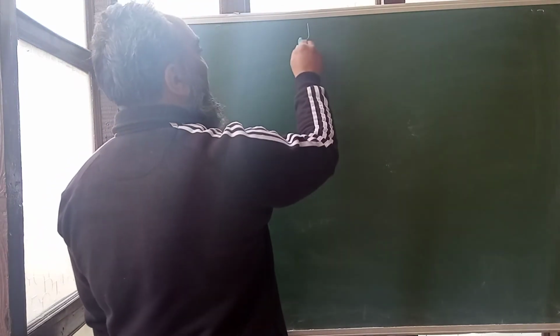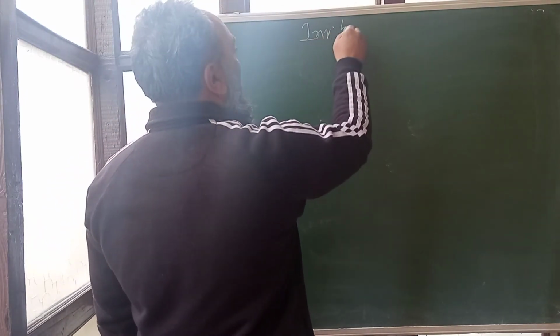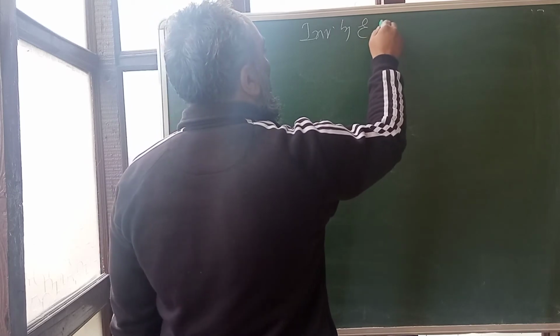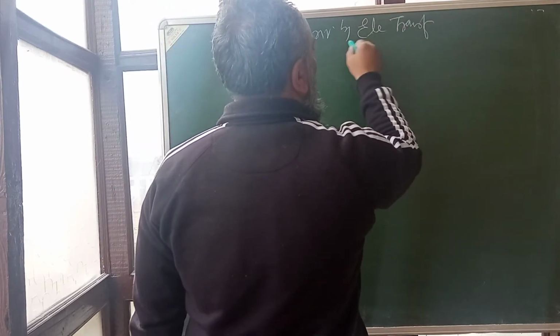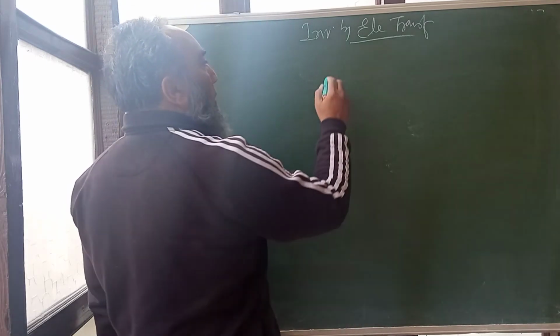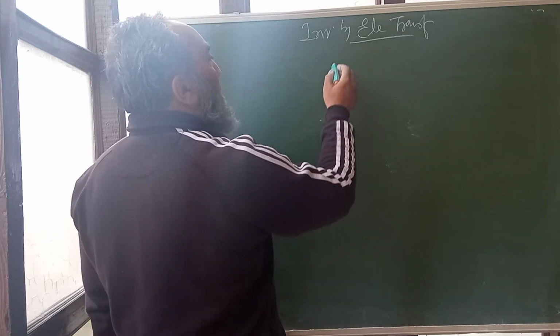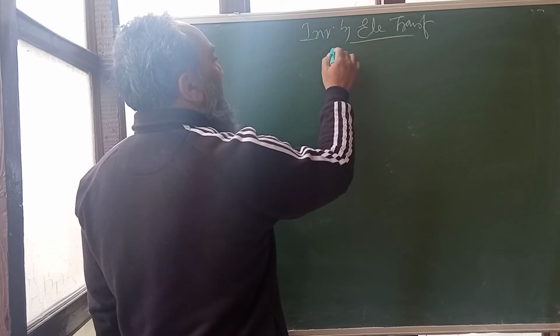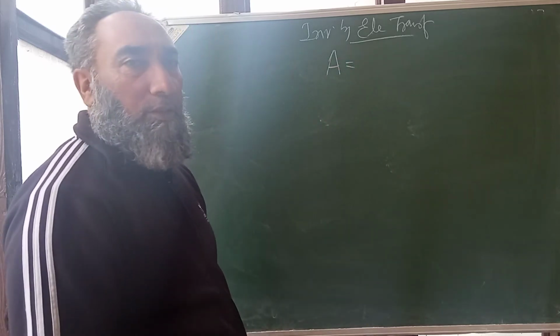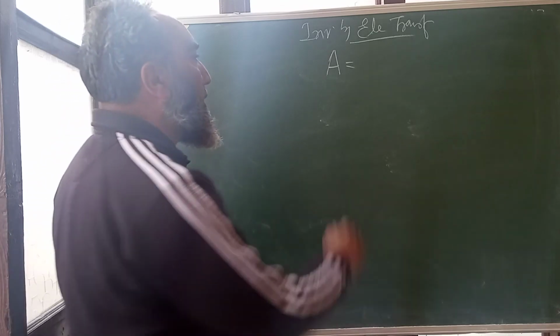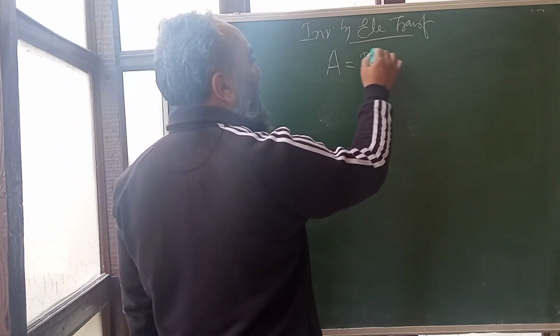Inverse by elementary transformations. See, what I will do is that I will write, for example, let me find inverse of A. This is a square matrix of order n. I will write A equals I into A.